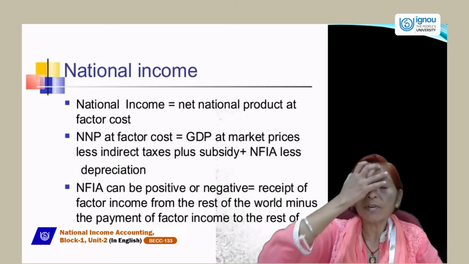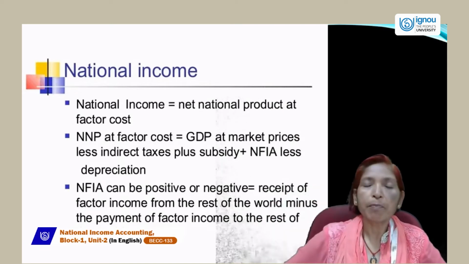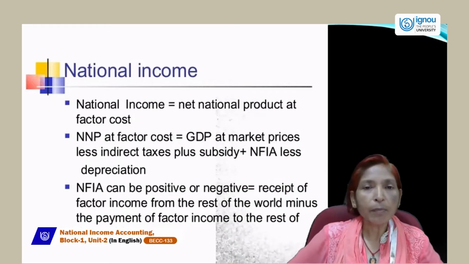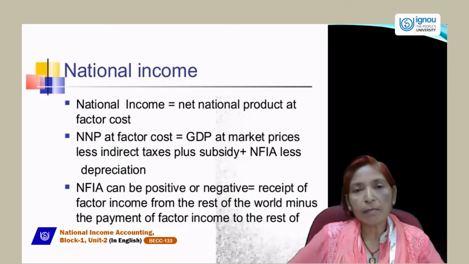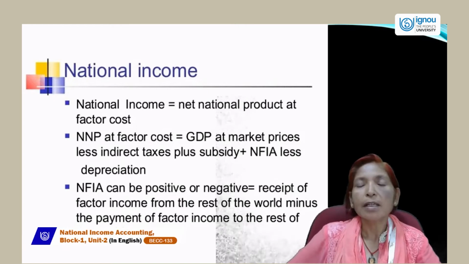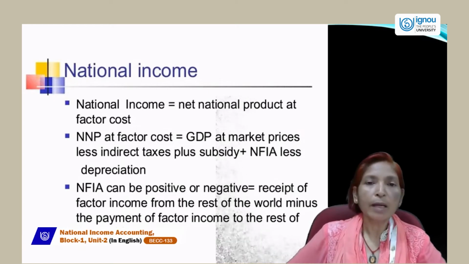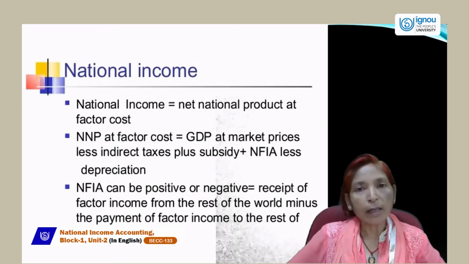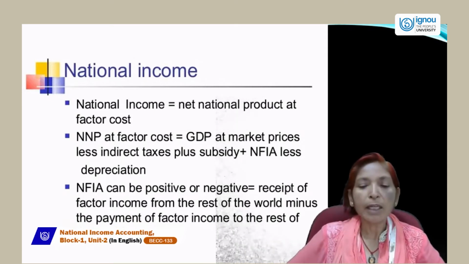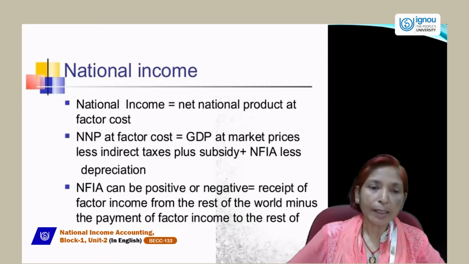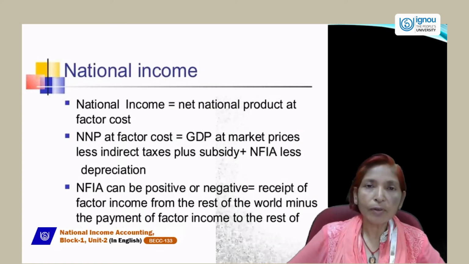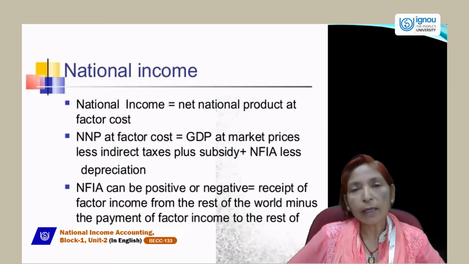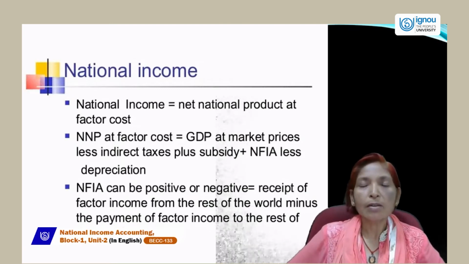If income received from abroad is more than income paid to abroad, then it will be positive. And if income received from abroad is less than income paid to abroad, then it will become negative. So net factor income can be positive, can be negative. Receipt of factor income from the rest of the world minus the payment of factor income to the rest of the world is called net factor income from abroad.